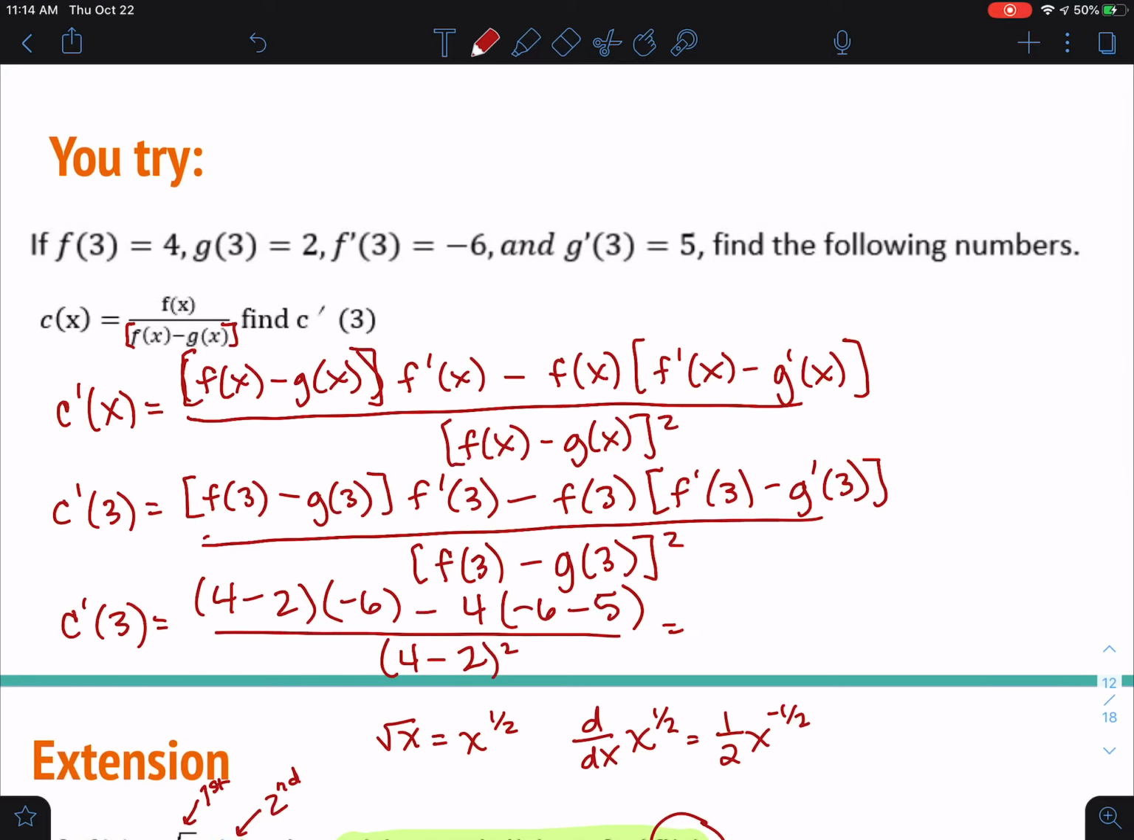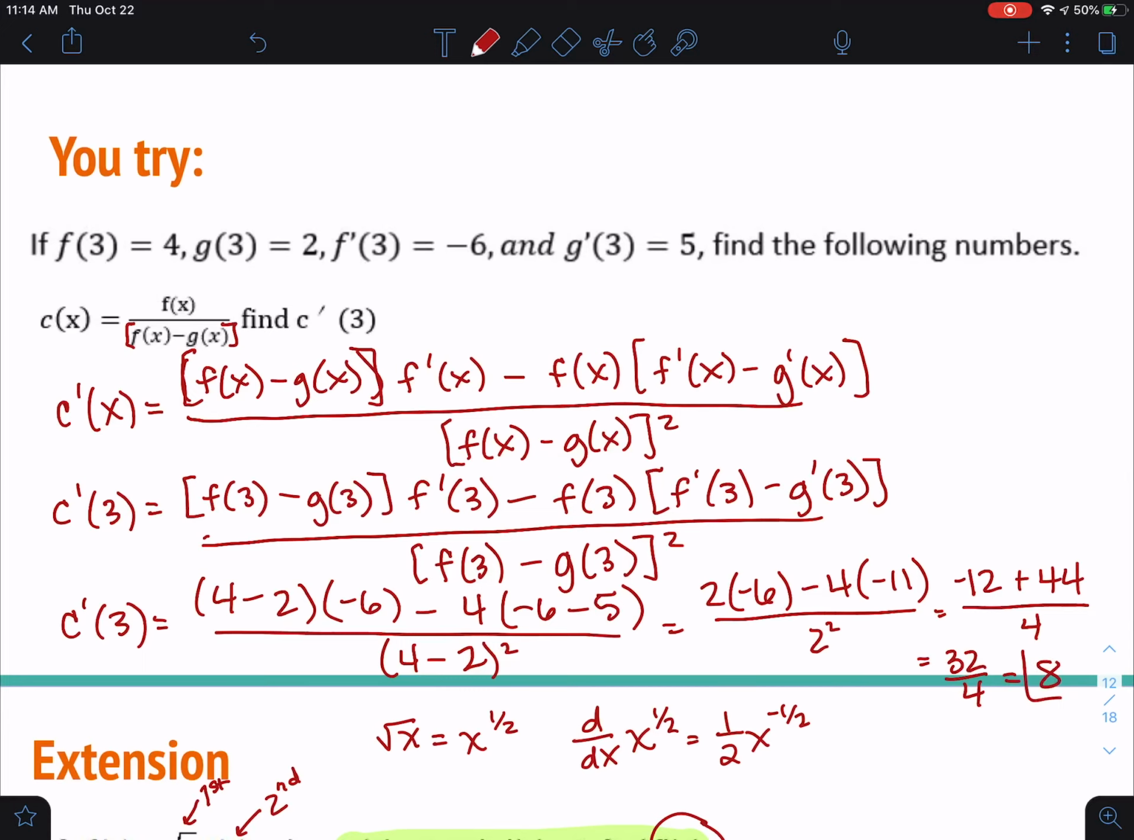All right, now we have to make sure that we're careful with our order of operations. I like to go step by step. 4 minus 2 is going to give me 2, times -6 minus 4 times -11, over 4 minus 2, which is 2, squared. So I get -12 plus 44 over 4. -12 plus 44 is going to be 32 over 4, which is going to give me 8. So I know that c prime of 3 is going to be equal to 8. And that's my final answer.